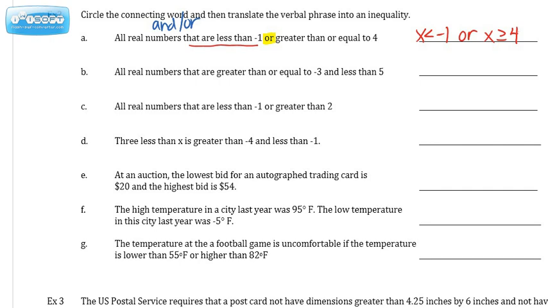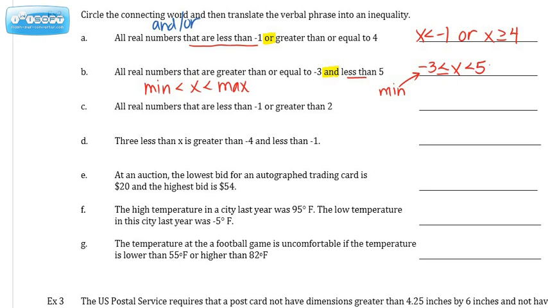If you go to B, all real numbers that are greater than or equal to negative 3 and less than 5. Now remember, when we have an and, it's a sandwich, and we always put x between my minimum number and my maximum number. So when I look at this, it's greater than or equal to negative 3. So that's going to be my minimum number. And then less than 5, oops, I need to erase that less than or equal to because it's just less than 5. And that would be my correct compound inequality.